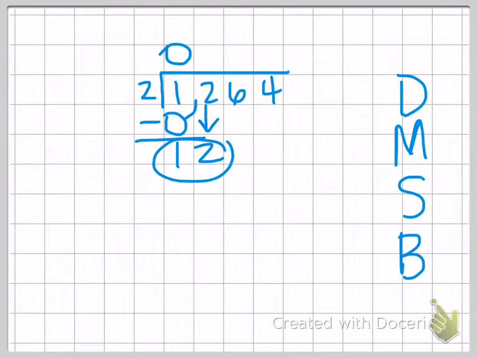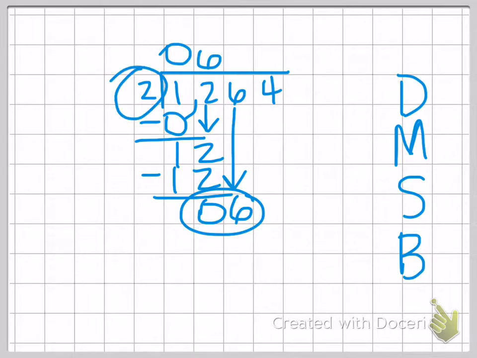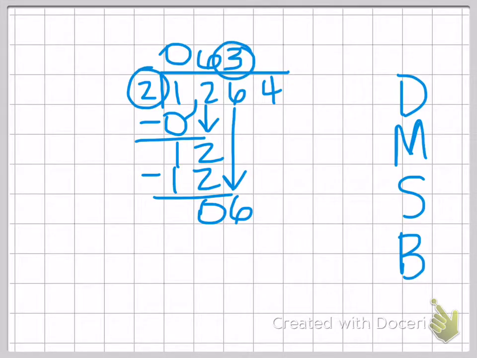Now I divide. 12 divided by 2. 12 divided by 2 is 6. Now I multiply. 6 times 2. 6 times 2 is 12. Now I subtract. 12 minus 12 is 0, and I bring down my next digit. Okay, now I divide again. 6 divided by 2. 6 divided by 2 is 3. Now I multiply. 3 times 2 is 6. I subtract. 6 minus 6 is 0. I bring down the next digit, which is 4.